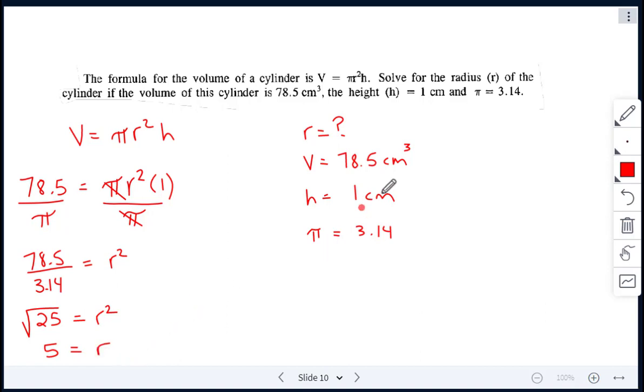And we are working with centimeters, so therefore we can say the radius is 5 centimeters.